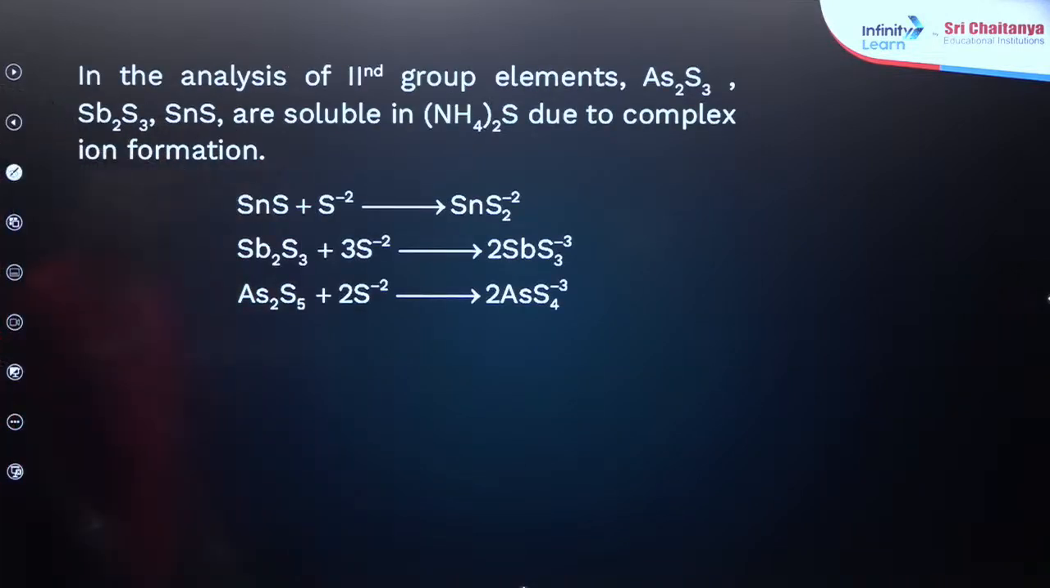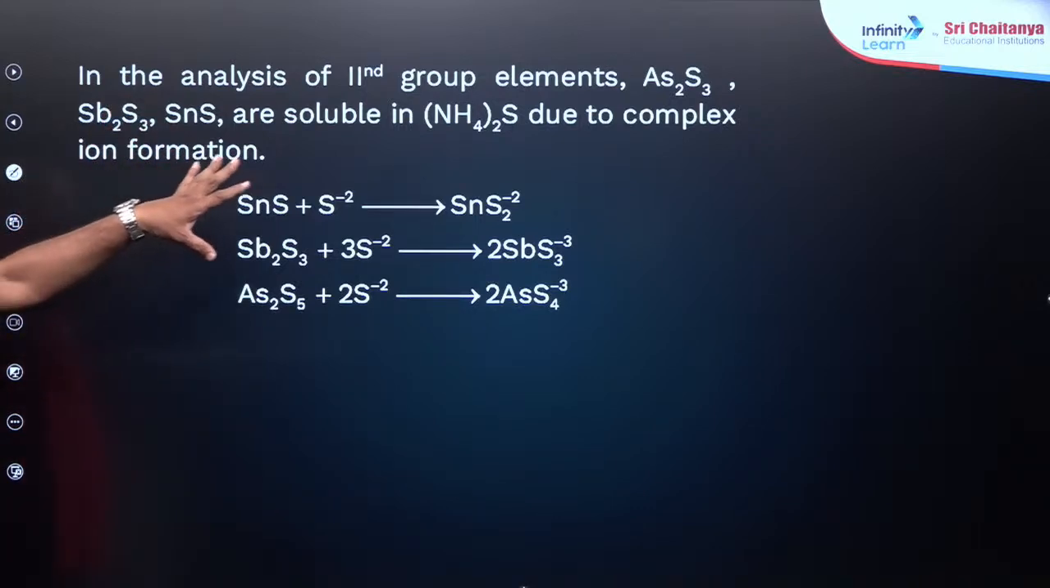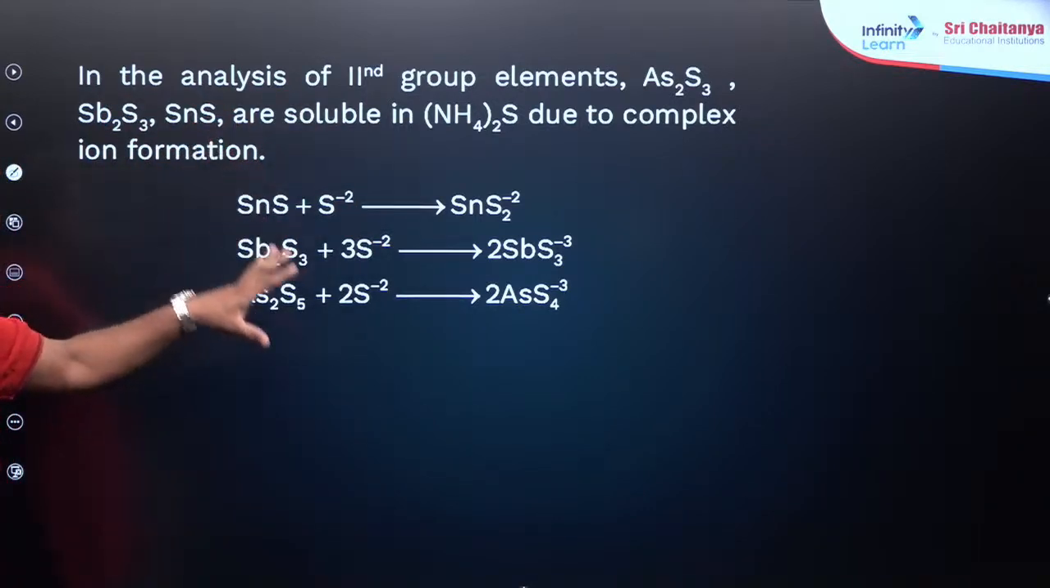And also you can see in the analysis of second group cations like As2S3 or Sb2S3, SnS, they are precipitated as sulfides, so they are soluble in ammonium sulfide due to the formation of complexes.